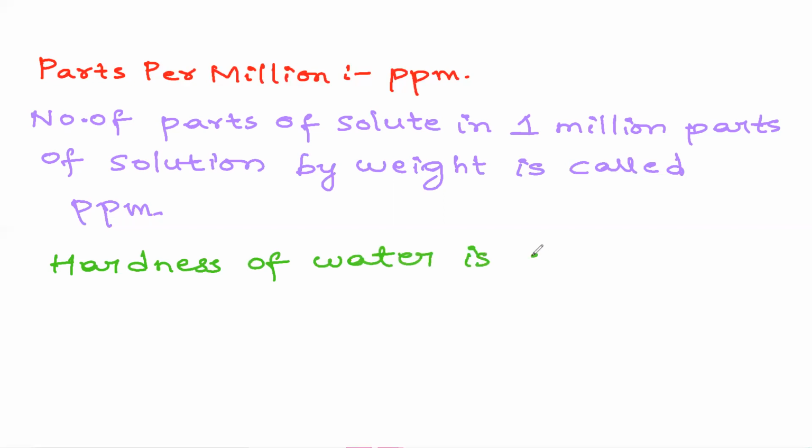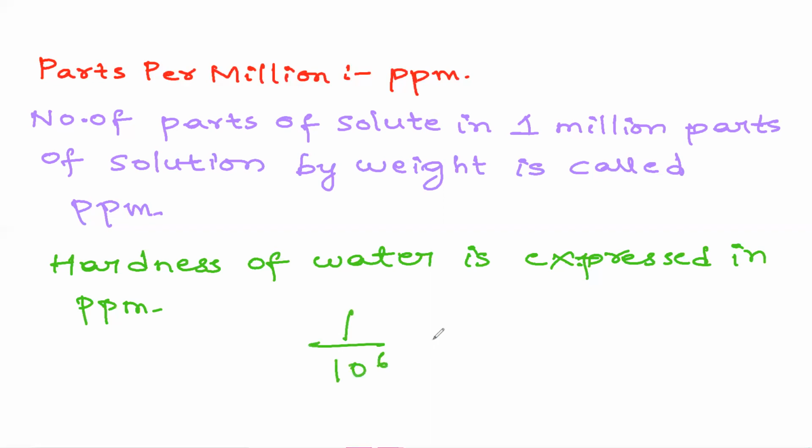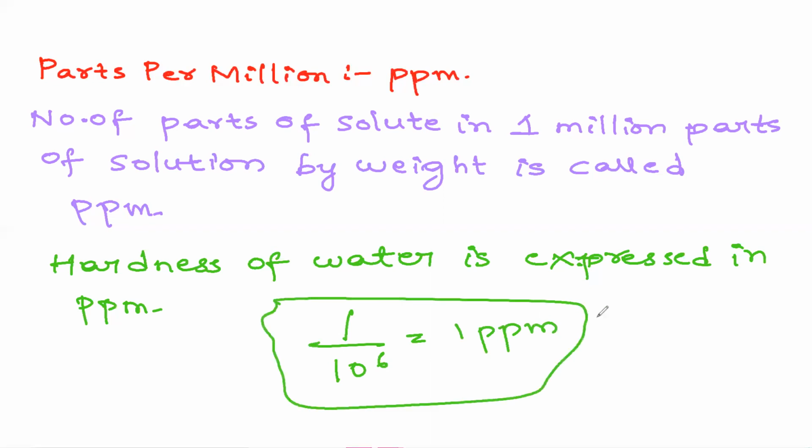Also, concentration of pollutants is expressed in ppm. The best example is hardness of water. So it is 1 ppm, 2 ppm, like that. It is nothing but one part in 1 million parts of solution, which is called parts per million. That is 1 by 10^6, because 10^6 is 1 million. So 1 by 10^6 is 1 ppm. In this way, we can express concentration of solution.